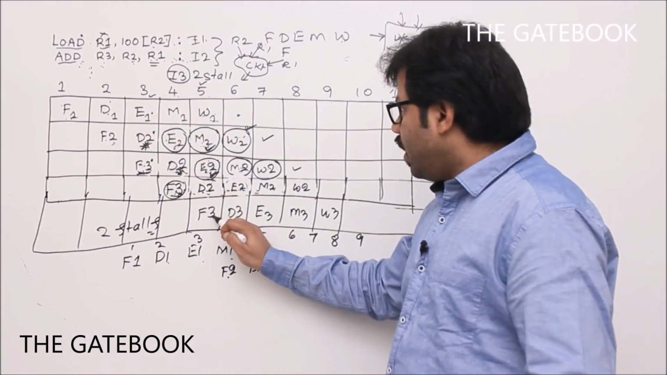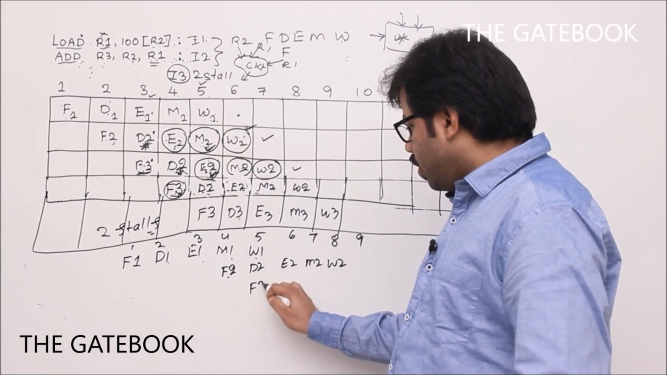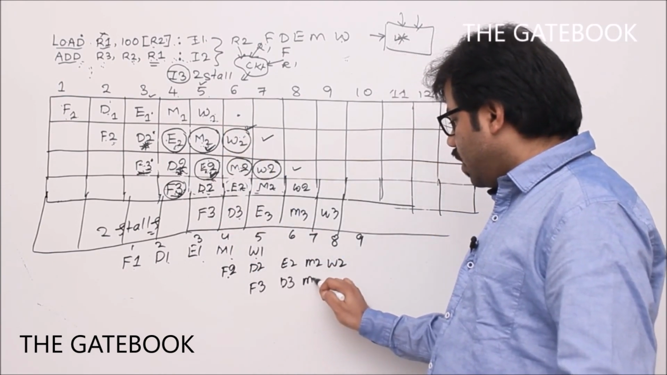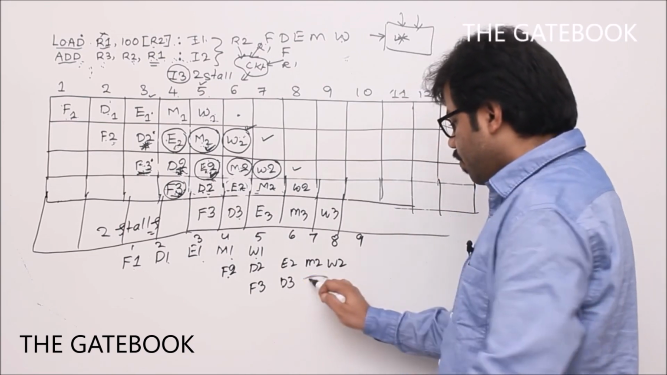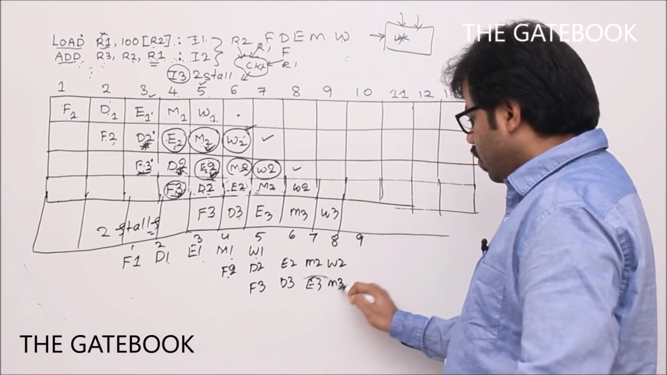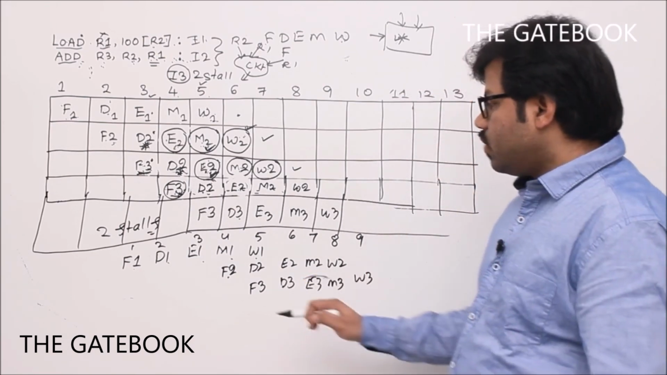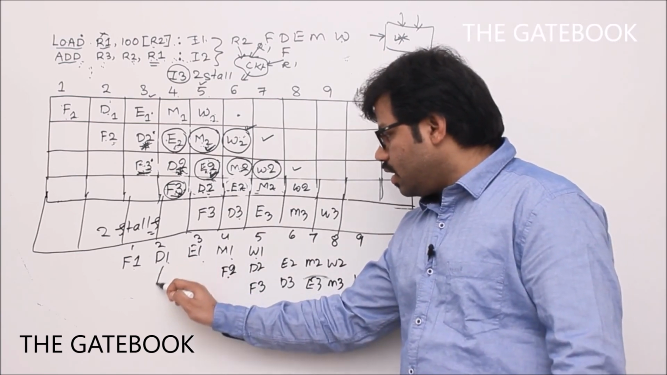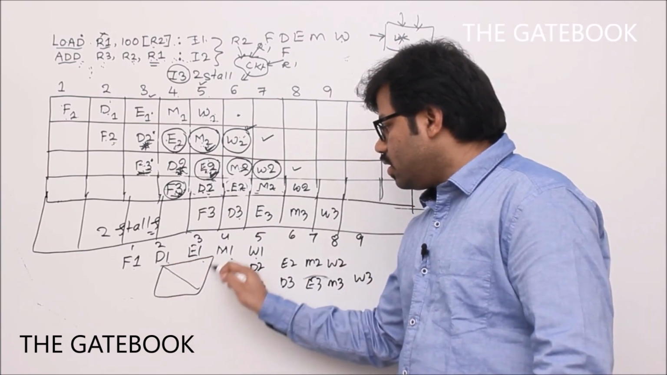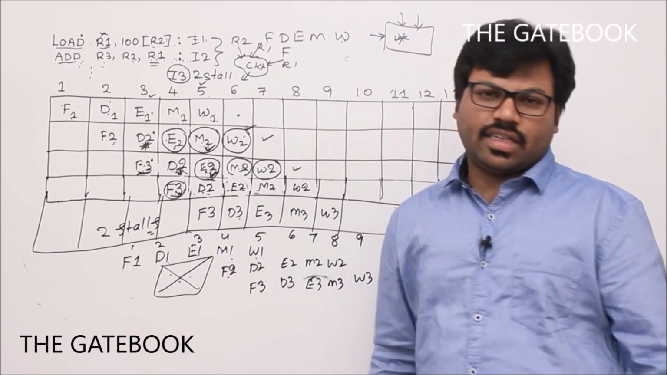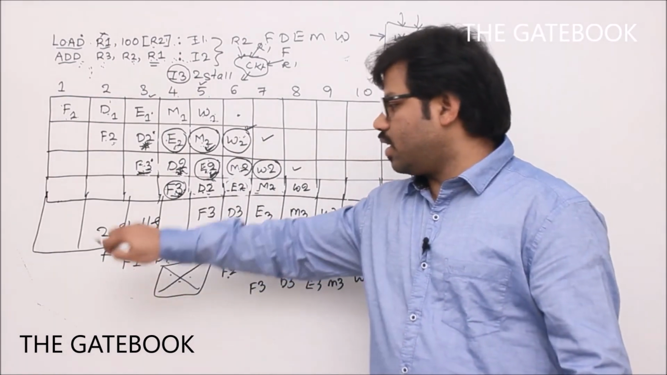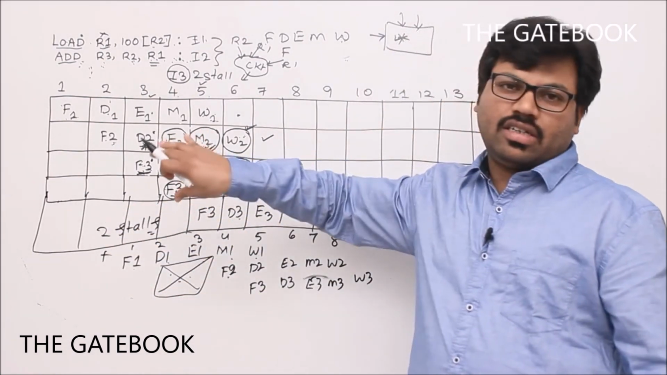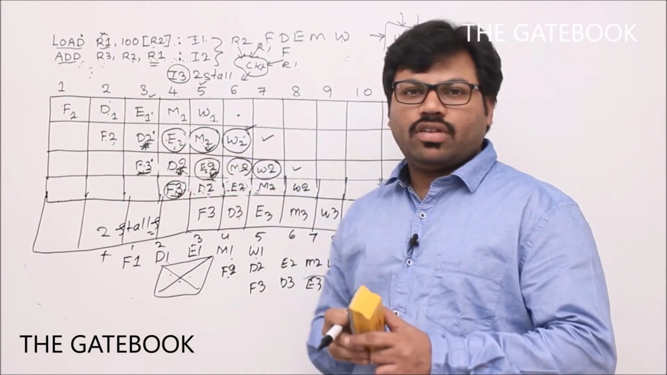Now F3 at the 5th, F3, D3, E3, M3, W3. This is the way things will be executed. So here there is an emptiness, right? This indicates that there are two stall cycles. So this will be the final shortcut. But this is the real implementation, right? So this is about stall cycles.